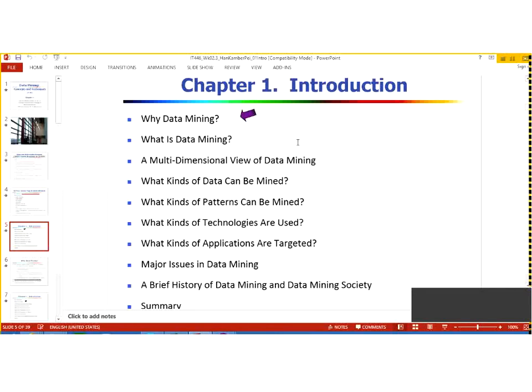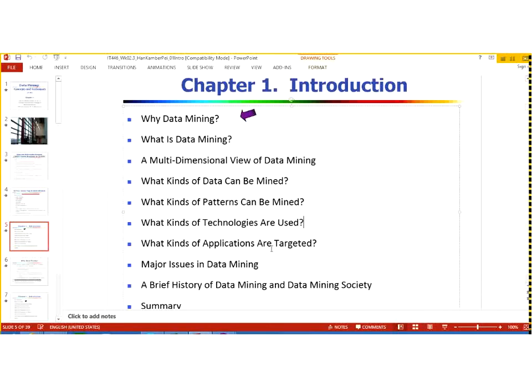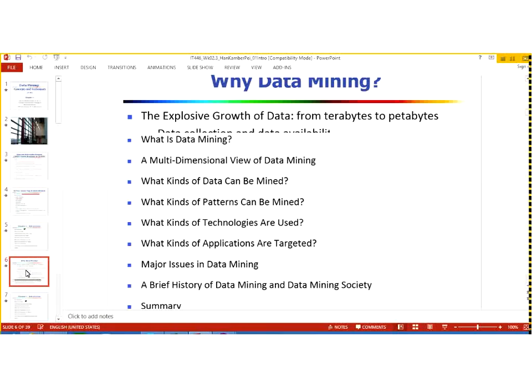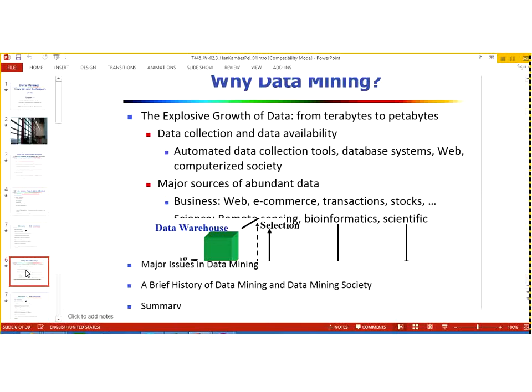Here in this book, they have also introduced why data mining. So you will find that it's almost in a way or another the same thing that we have explained, but maybe with more examples. What is data mining? What is a multi-dimensional view of data? What kinds of data can be mined? What kind of patterns can be mined? So these are always examples. So please make sure that you read them. What kind of technologies are used? What kinds of applications are targeted? Major issues in data mining. This is very similar to the ones that we have discussed in the last slide. And then a brief history about data mining and data mining society. Okay.